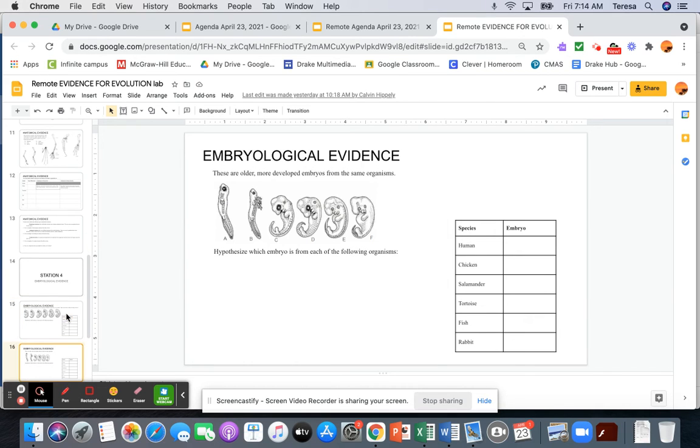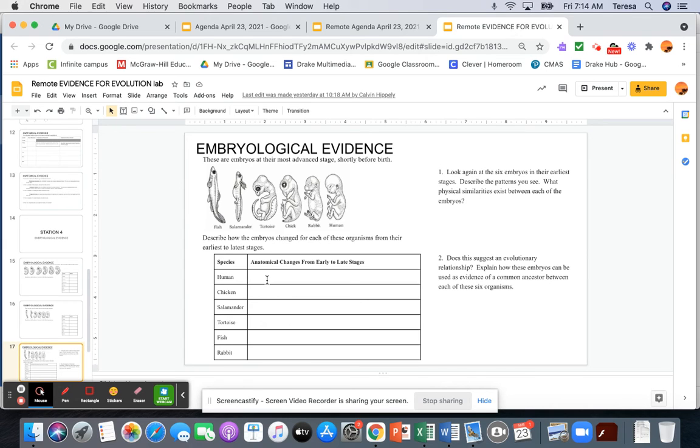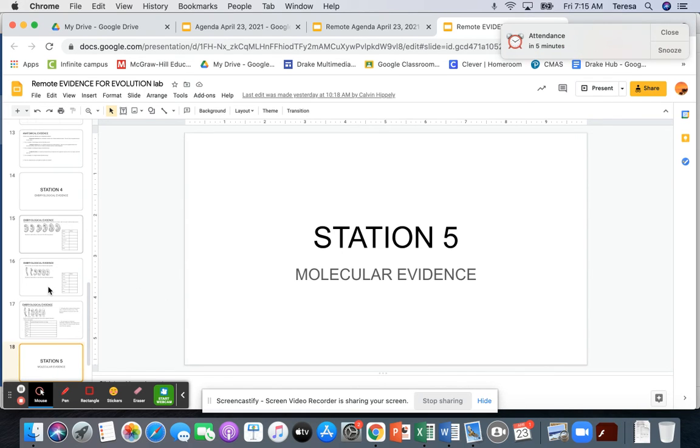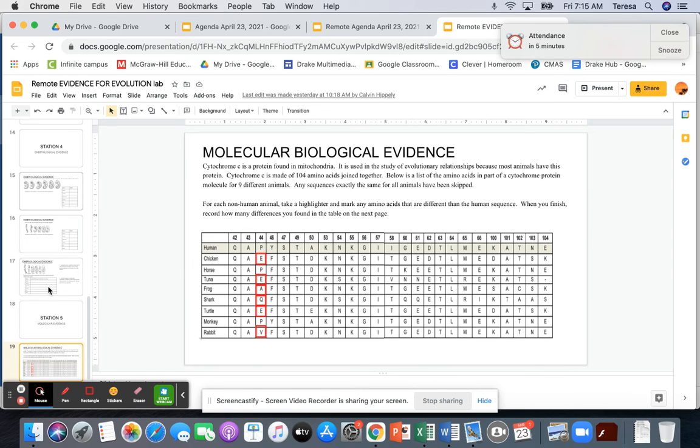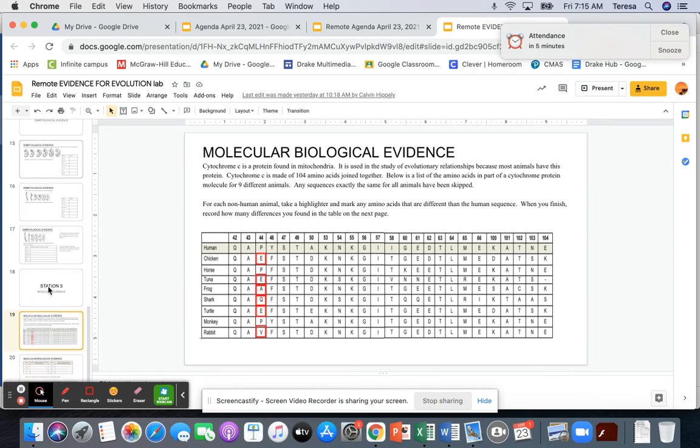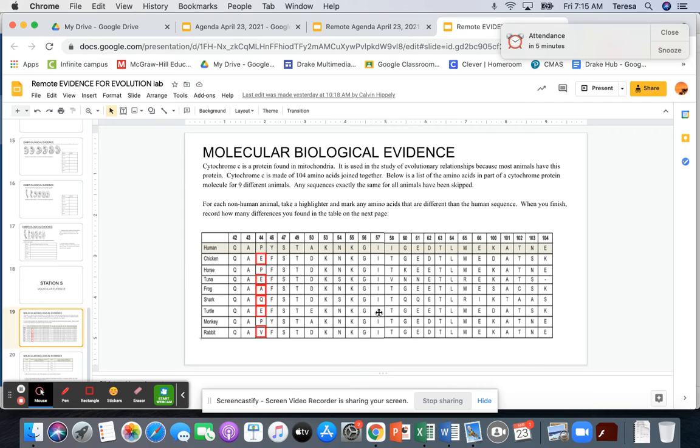You'll continue that same process. These are older embryos. And then you'll have some questions here in a more advanced stage, shortly before birth. All right, ladies and gentlemen, those of you guys that are at home, you will then do the molecular evidence. So it's in a slightly different order for those of you that are in person.